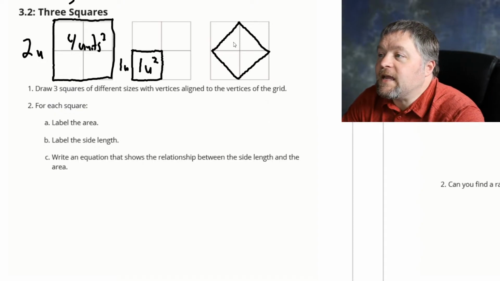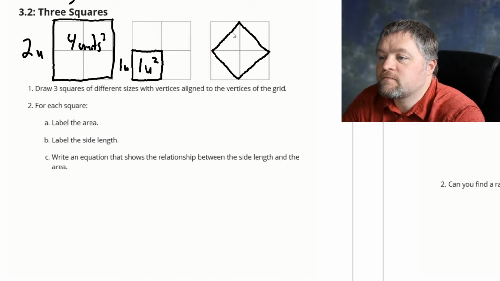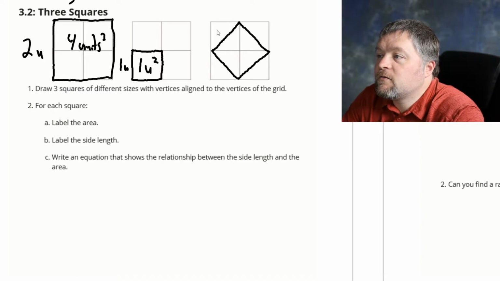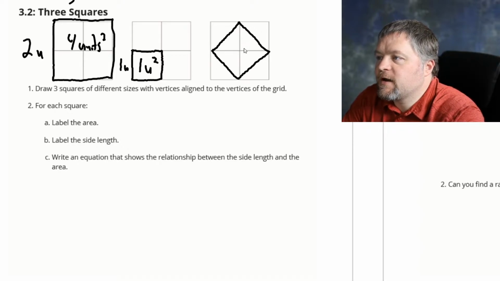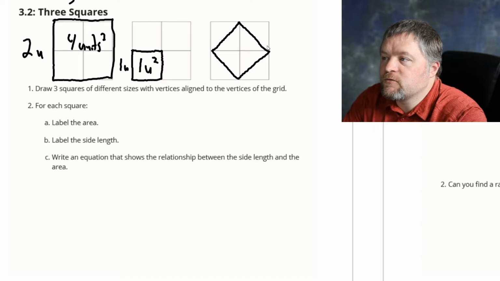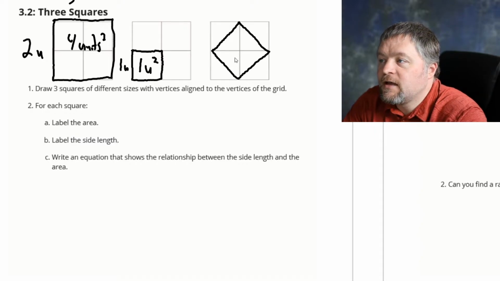Well, what is the area of this square? Well, we're using up half of this 1 unit square, half of this 1 unit square, half of this 1 unit square, and half of this 1 unit square. So we have half of 4 squares. Half of 4 is 2, so our area of this is 2 square units.